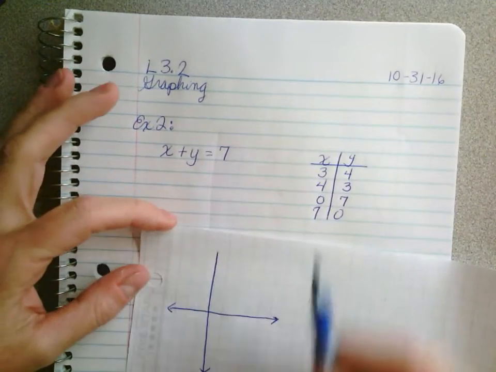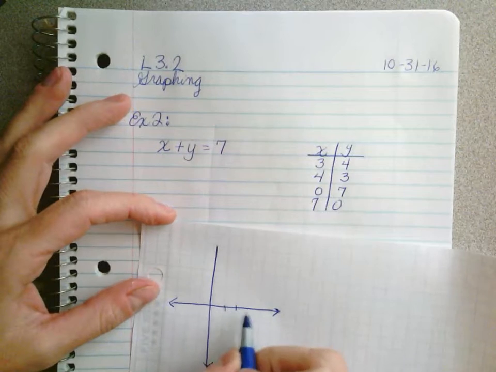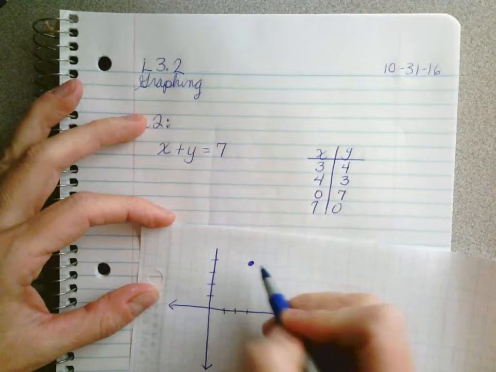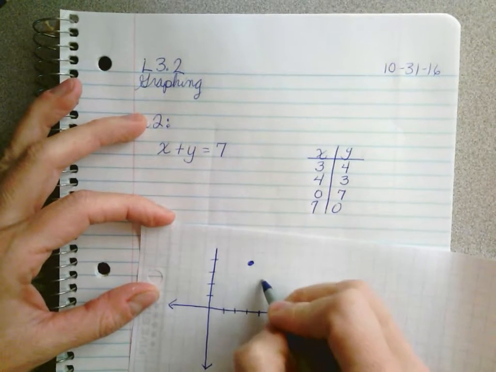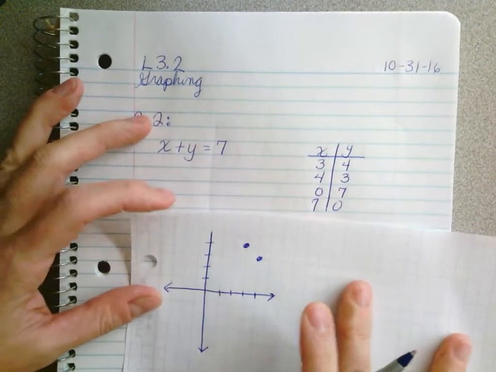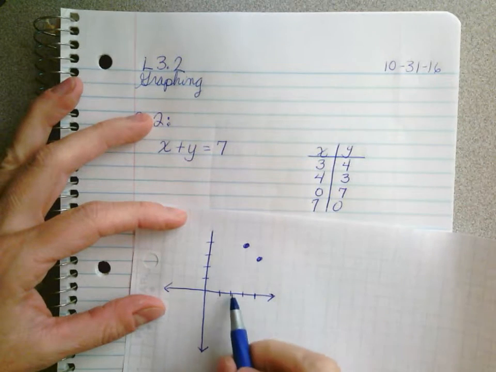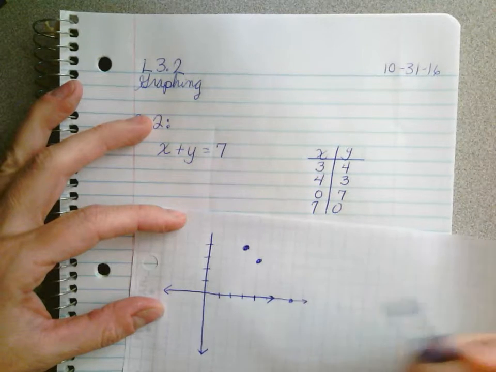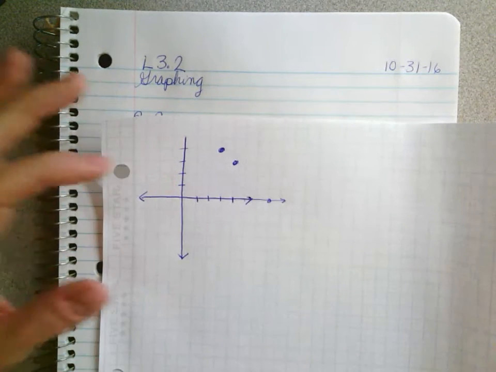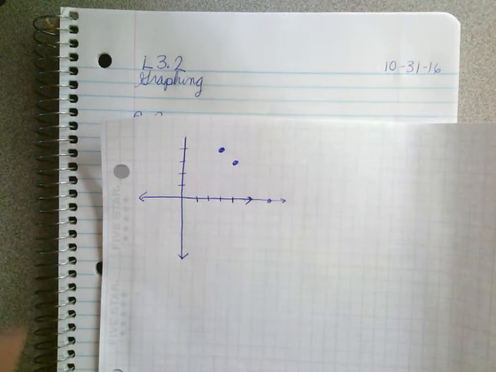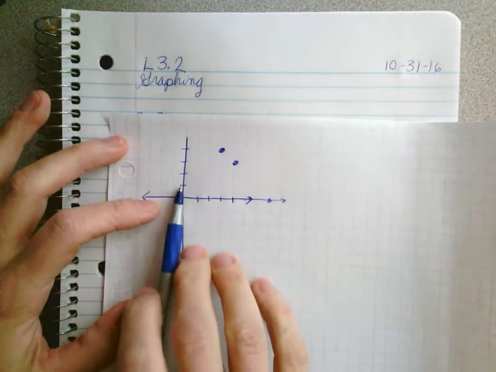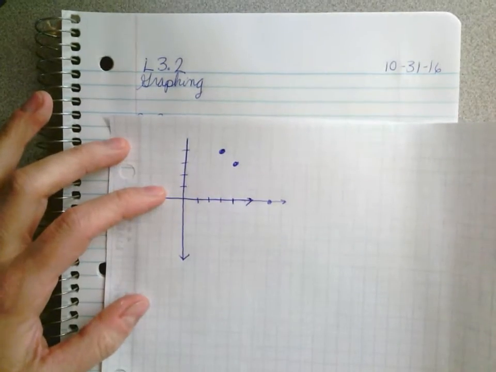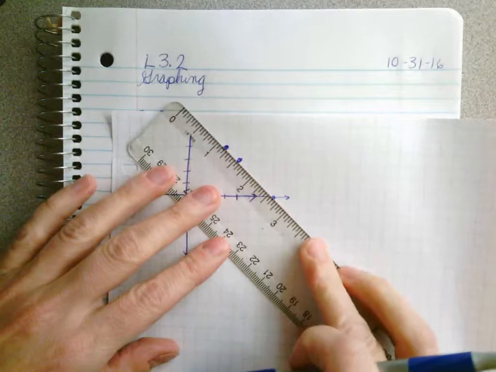So I did 3 and 4, so over 3, up 1, 2, 3, 4. And I did 4, 3. And I'll do 7, 0. 1, 2, 3, 4, 5, 6, 7. That's 7, 0. Okay? Those points that I've just identified are solutions of the graph in question. It would be way up there, but for our purposes, we'll just quit here.